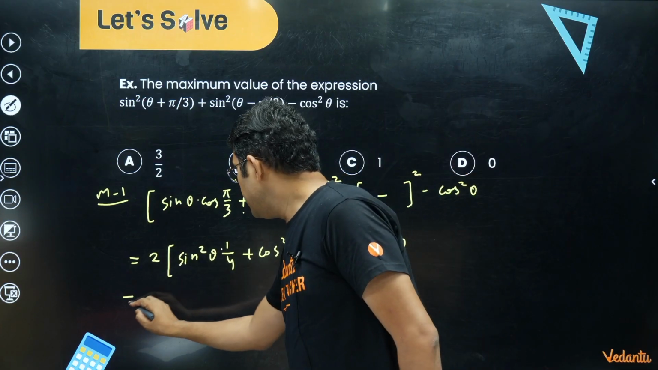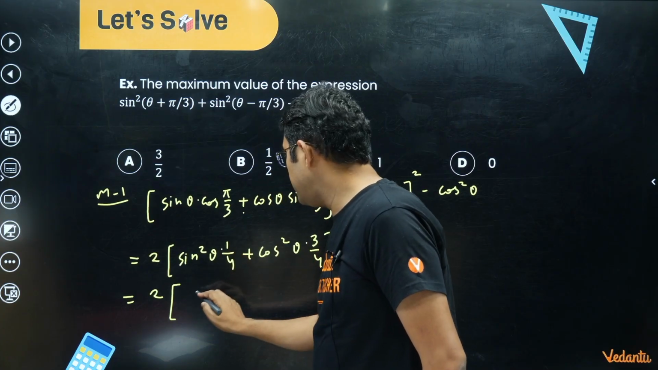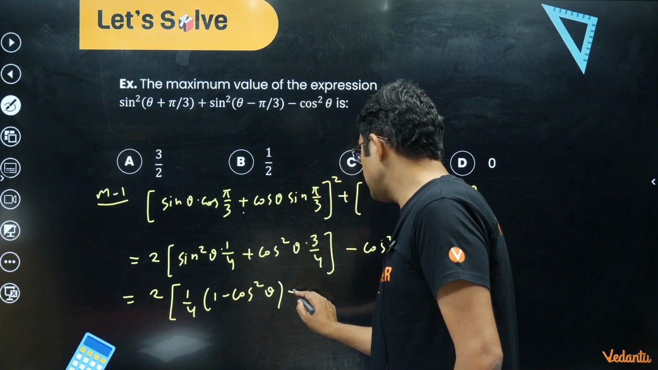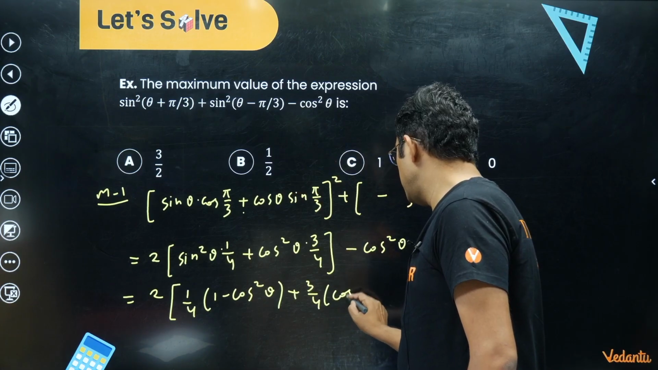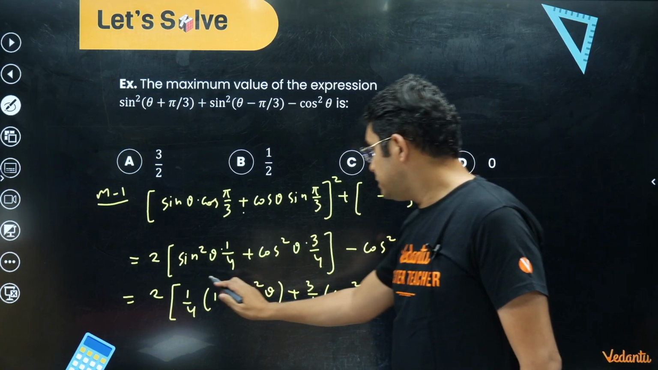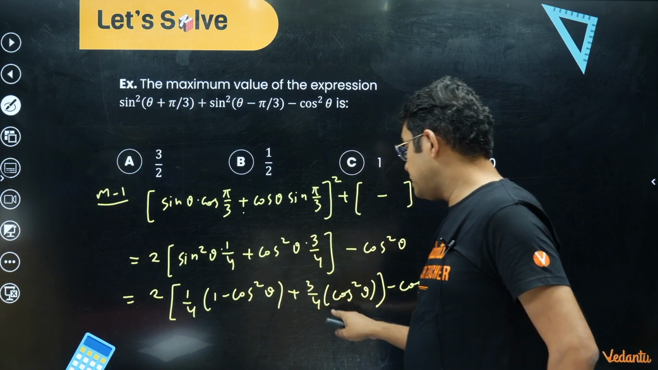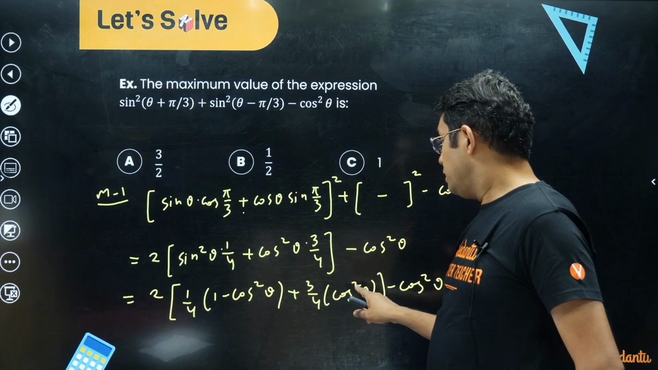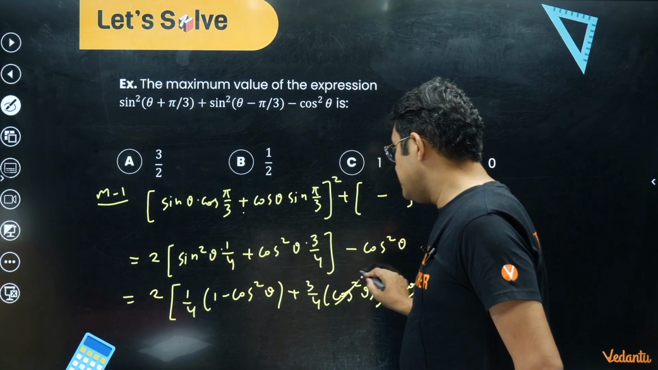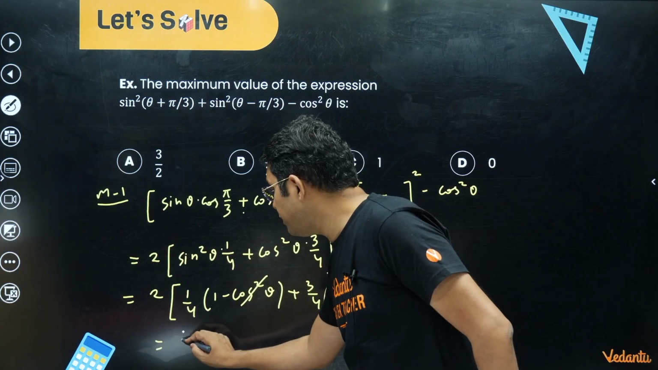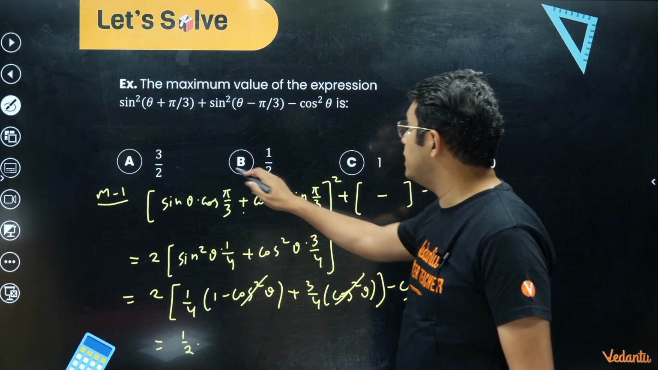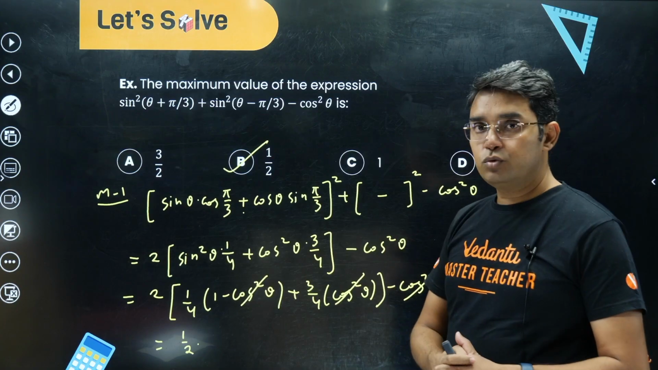Okay, now you can see this has become 2 into, I can write this as 1 upon 4 into 1 minus cos square theta plus 3 upon 4 into cos square theta, minus cos square theta. Now the interesting thing is here, this 1 by 4 with minus sign plus 3 by 4, so it will be 2 by 4, into 2. So that is just cos square theta. So this cos square theta is actually getting cancelled and we are getting a constant value, that is 1 upon 2. So if it is a constant function, then maximum or minimum, whatever they are asking, it is just the same, 1 by 2. So that is one of the methods.